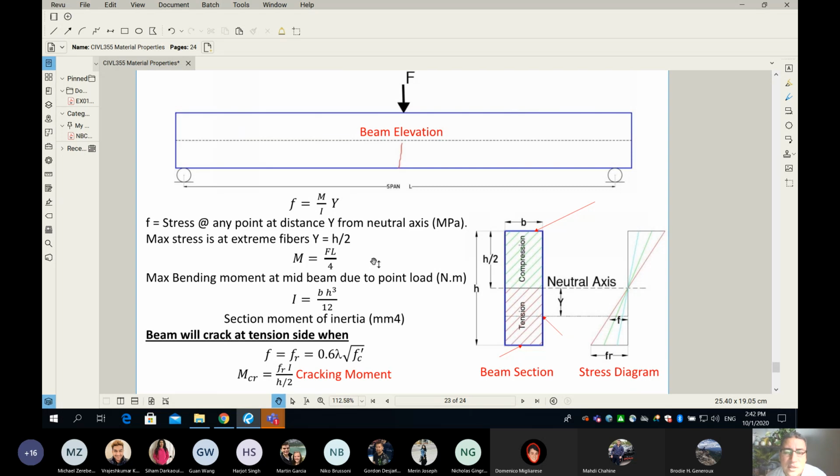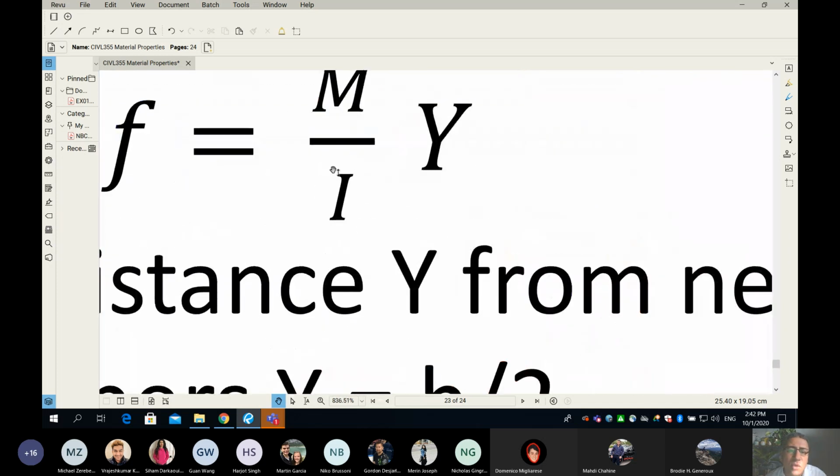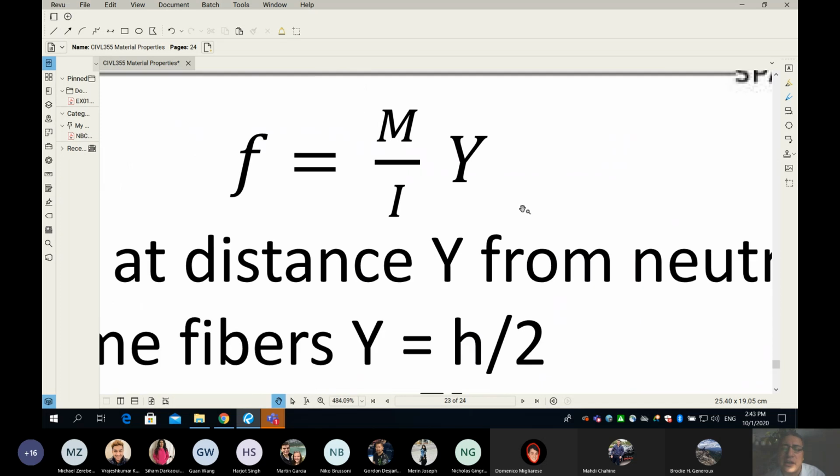Okay, now next is what is I in this equation? Do you guys remember what is I? I is the moment of inertia, or sometimes called second moment of area. So it depends on where you study. Sometimes they call it moment of inertia, and in other literature they call it second moment of area.